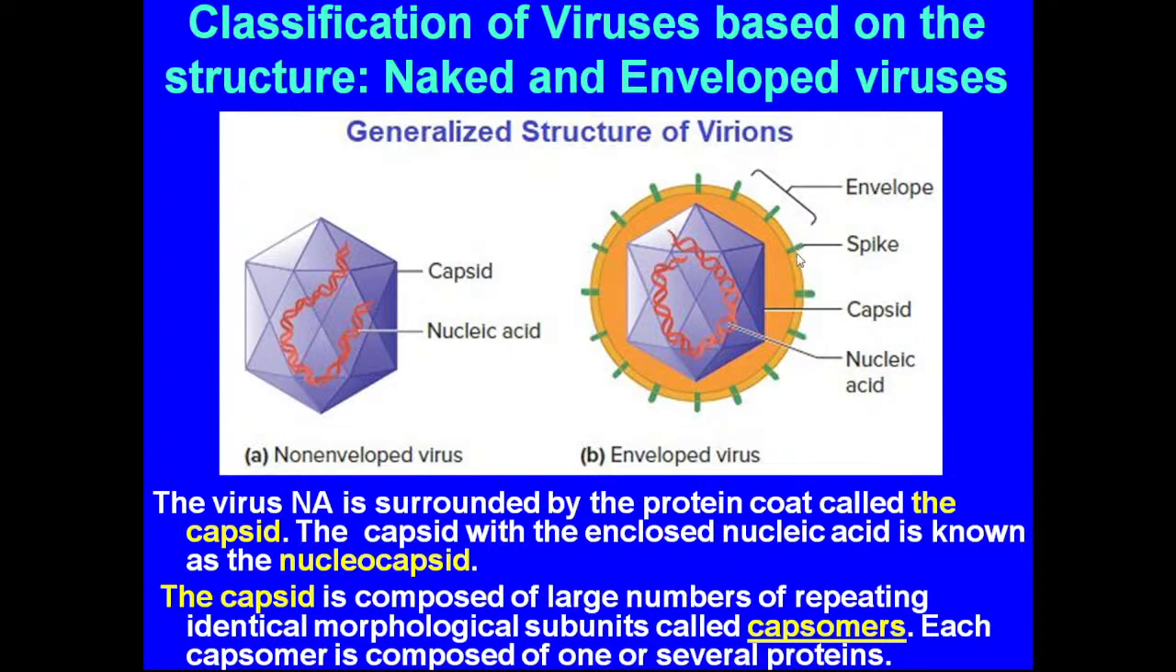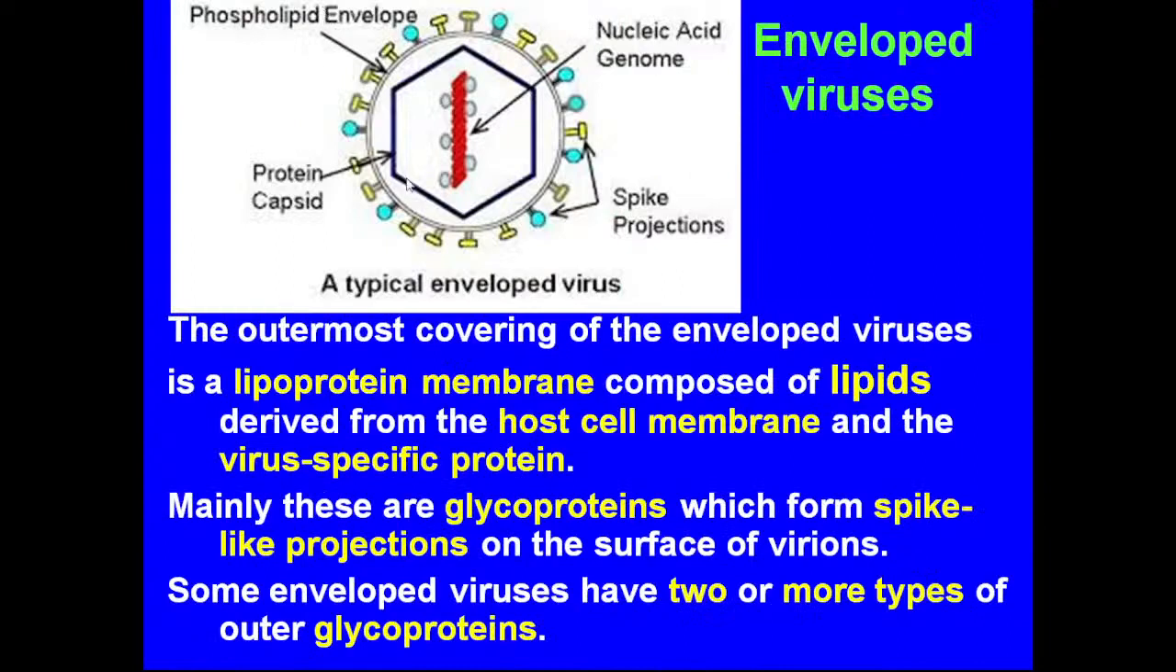So they form structures on the surface of the virus that are called spike-like structures, right? Like spikes. So those spikes are exposed to the external environment and they are also very important for the virus. So we'll discuss it later on. So please compare the generalized structure of the virions. We believe that the structure of the enveloped virus is a bit more complex because of this outermost covering.